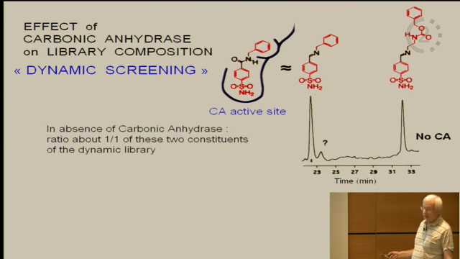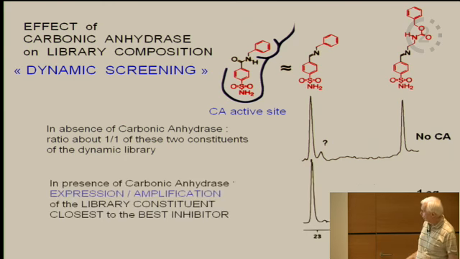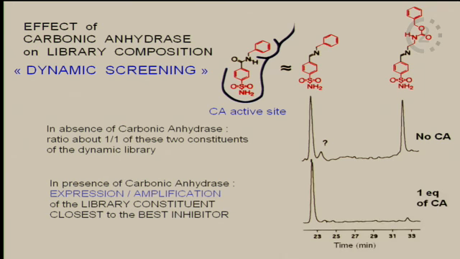That's indeed what happens. If we just compare 2 among the mixture of 12, this one, which is the one we are looking for, the one which should be the best, and this one, which has the same component sulfonamide, but another component here. No carbonic anhydrase. They have about the same amount in the mixture with carbonic anhydrase. This is strongly amplified with respect to this one, showing that indeed the interaction of this dynamic library with the enzyme selectively amplifies this compound, which is the best, which is closest to the best inhibitor.